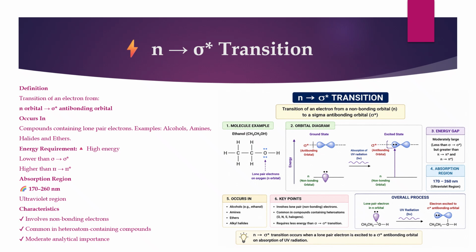Compared to the sigma to sigma star transition, this requires less energy because the non-bonding electrons are already at a relatively higher energy level. That means the energy gap is smaller. This transition generally occurs in the 170 to 260 nanometer region. Since it occurs in a measurable UV region, it is more useful in analytical chemistry. This transition is commonly observed in compounds containing heteroatoms like oxygen and nitrogen.